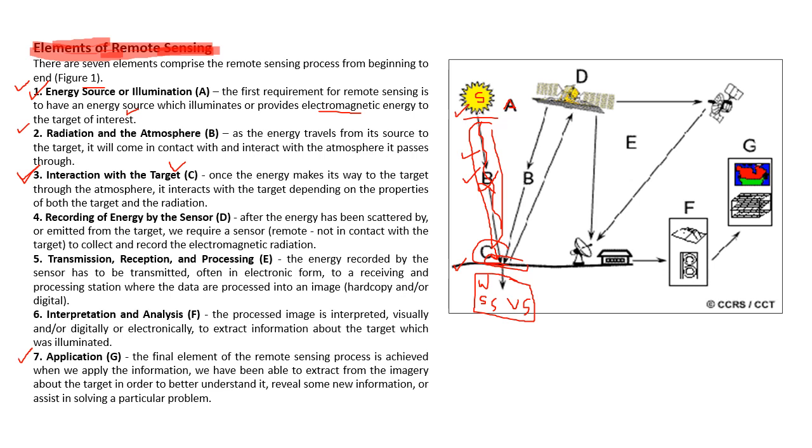Then when there is an interaction with the surface, some energy is absorbed. If you take the example of water, if it is interacting with water, some energy will be absorbed. And if you take another example like a leaf, some energy will be absorbed, some energy will be transmitted down, but some energy will be reflected back. So this reflected energy only, because absorbed energy is gone, transmitted energy is gone inside, the reflected energy is important here.